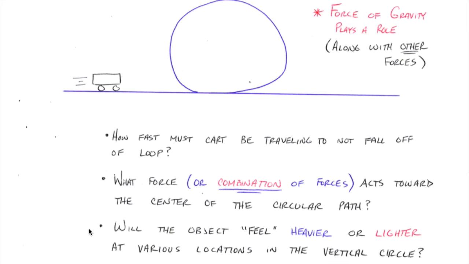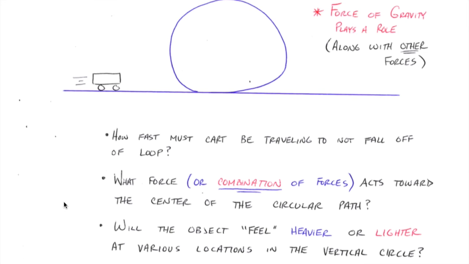It kind of gives you this weird feeling in your stomach. Some people get a little bit queasy. But what actually makes a person feel heavier or lighter when going through a vertical circle, or part of a vertical circle, like a hill on the roadway would be? What actually makes a person feel heavier or lighter, and are they actually becoming heavier and lighter, or is it just a sensation? So those are the three general questions.